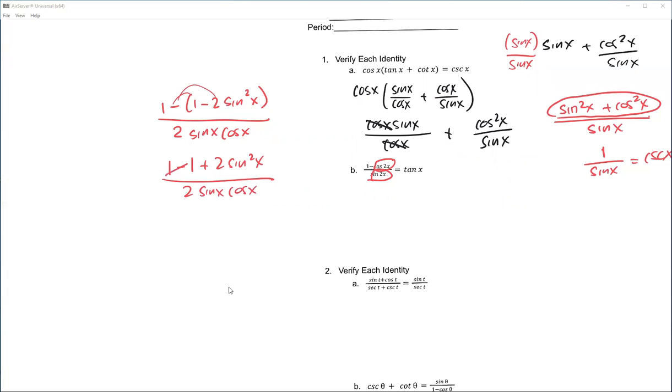So that's 2 sine squared x over 2 sine x cosine x. Cancel this out. So that equals 2, and then cancel the 2's out as well. So it's sine x, because we took out one of the sines, and then sine x over cosine x, which is equal to tangent x.